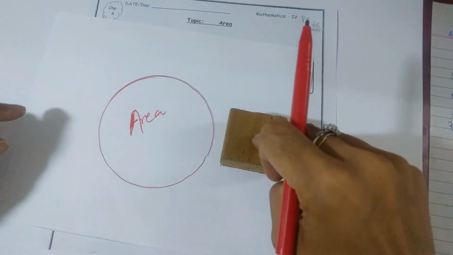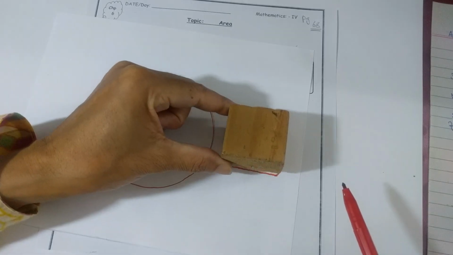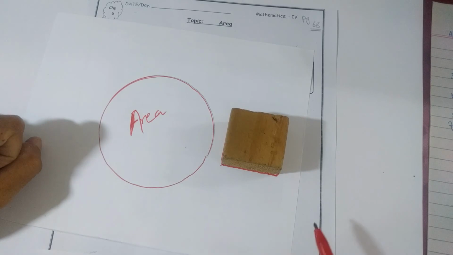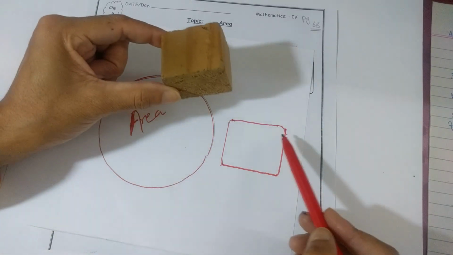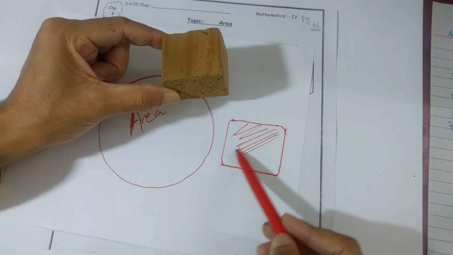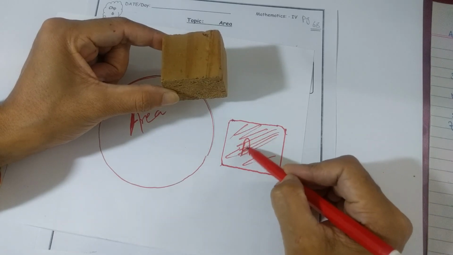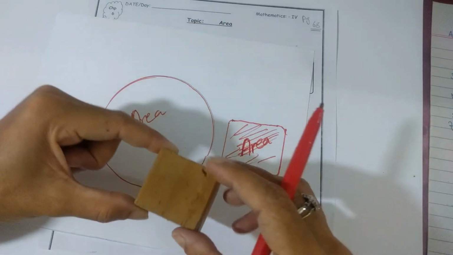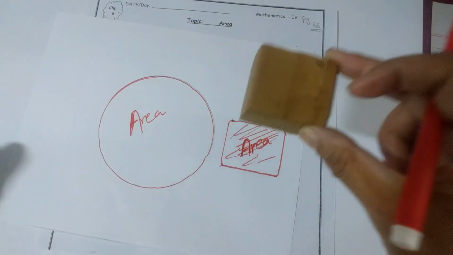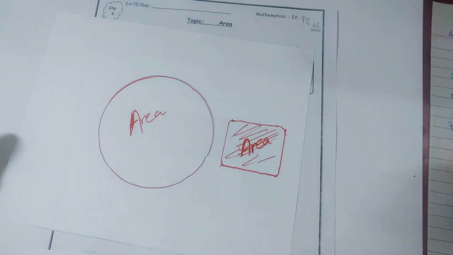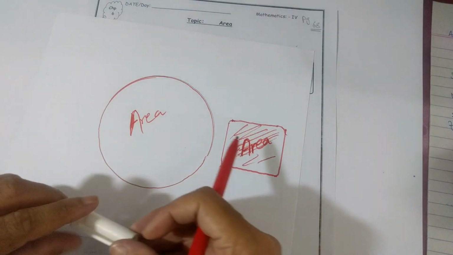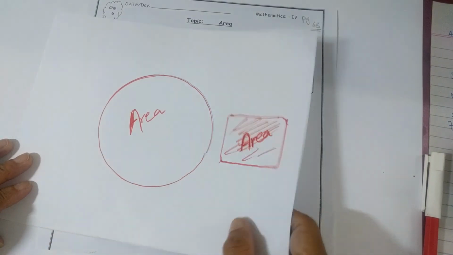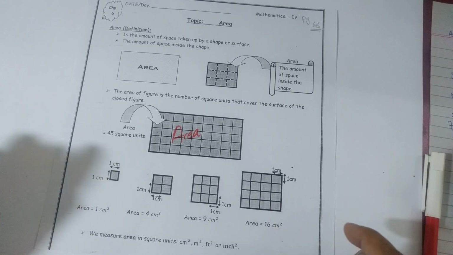So the amount of space covered by this box is called area. This whole inside space of this box is called area. Clear? So you can practice with different types of objects to check the area. You can use these types of figures to calculate the area.